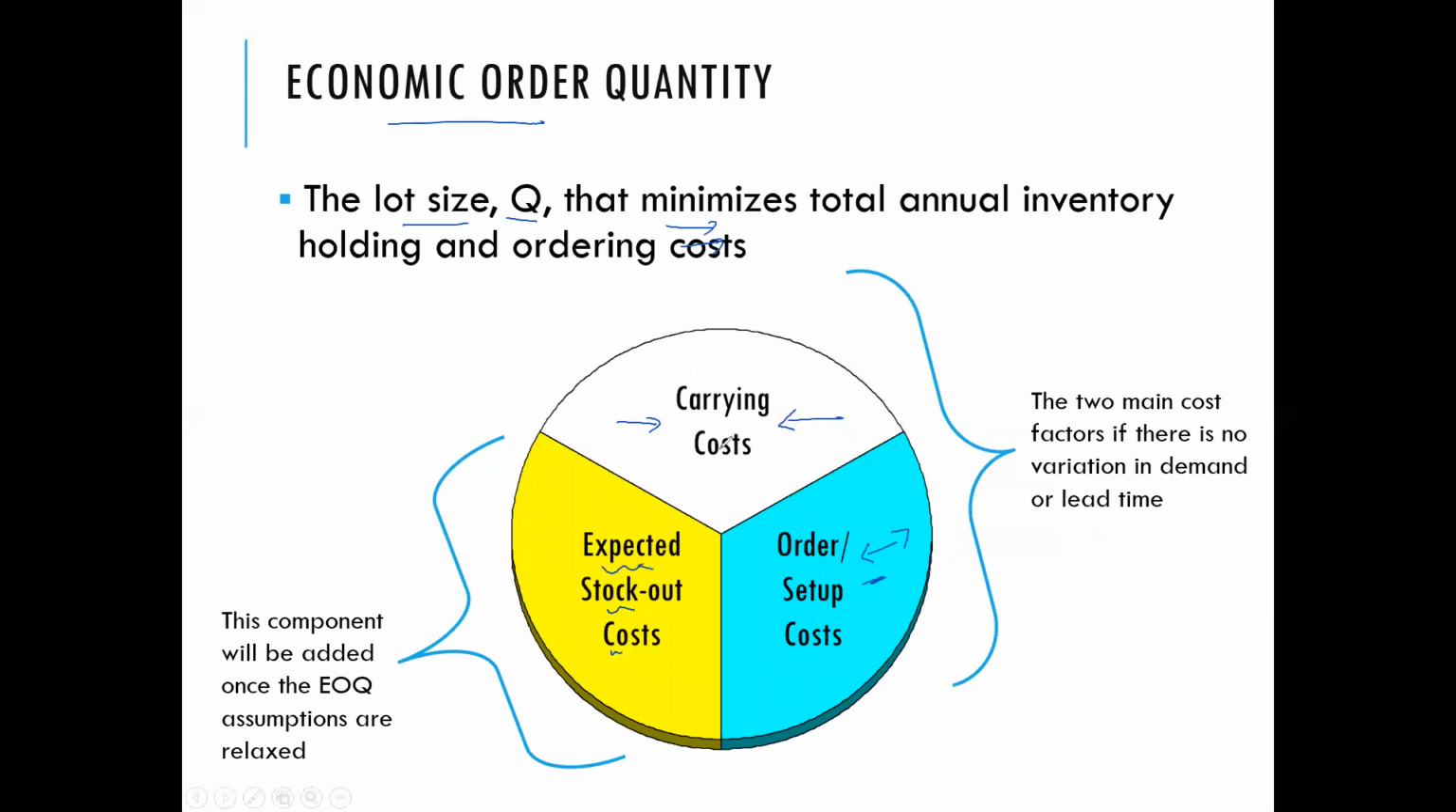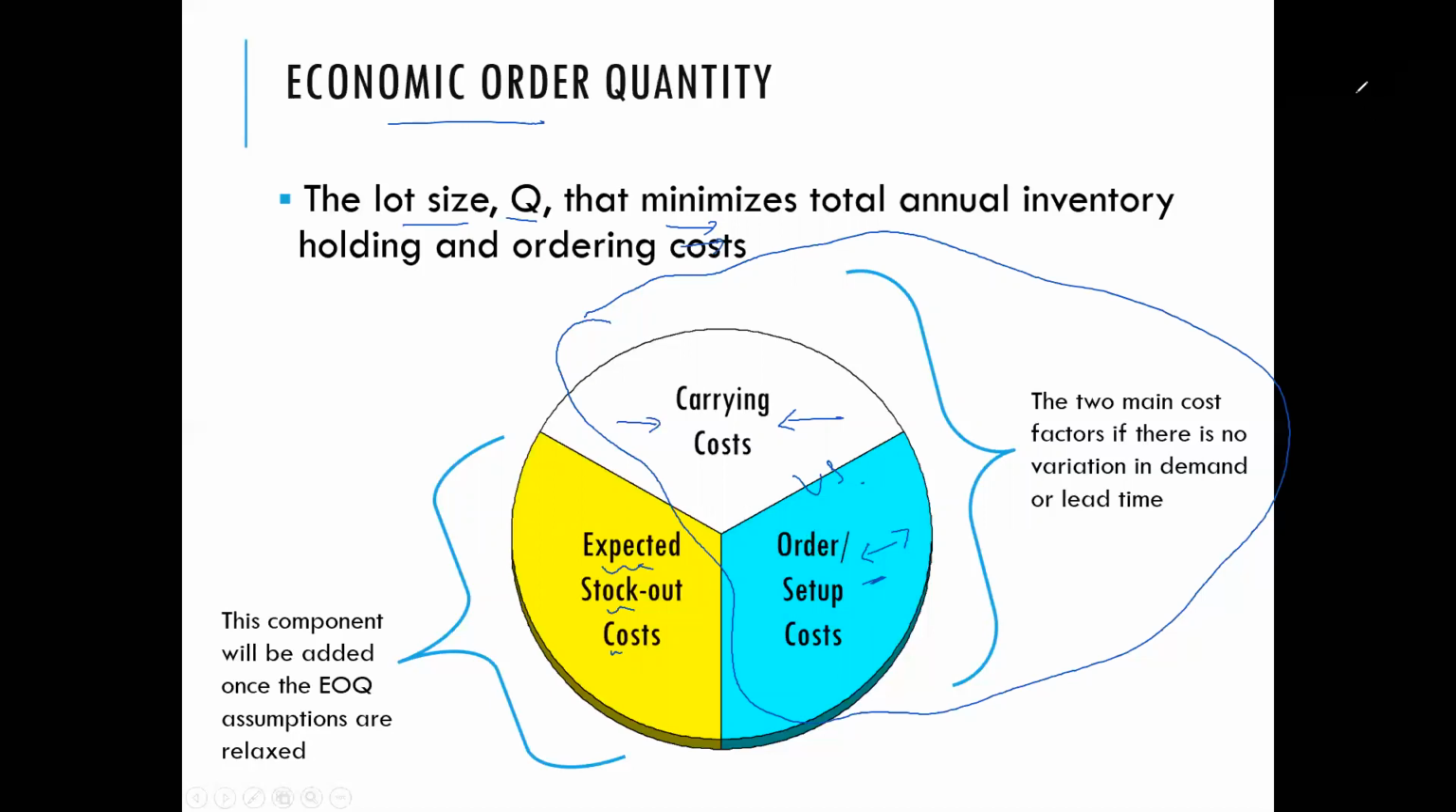So then the only two costs left are the cost of carrying and the cost of ordering. The EOQ model helps us strike a balance between these two costs, and that is what I've written here. The two main cost factors, if there is no variation in demand or lead time, are these two, and the EOQ model will help us balance out this versus this. Fair enough? So let's move on to the next slide.